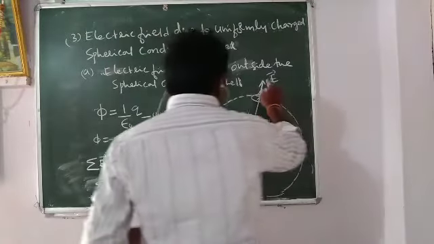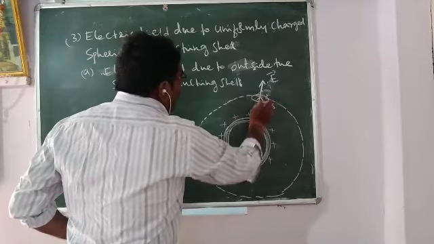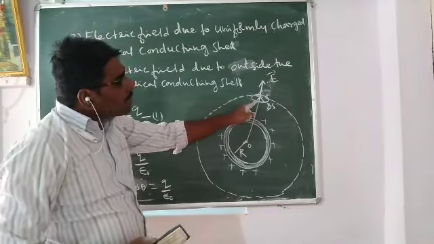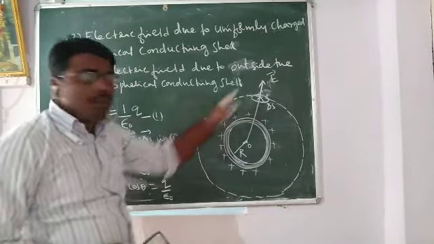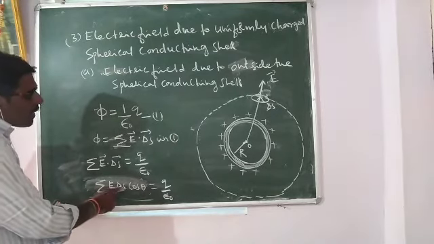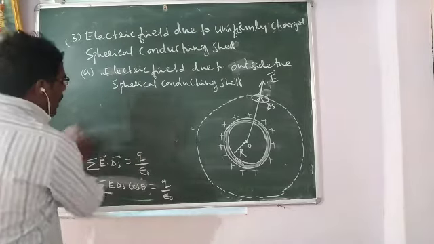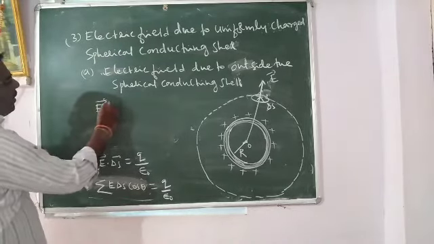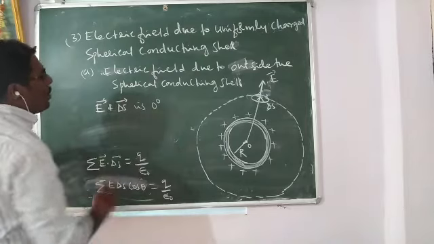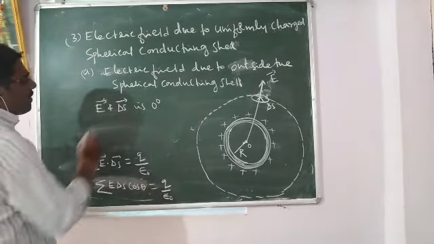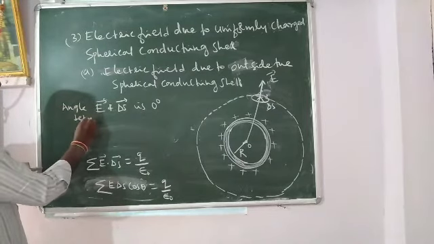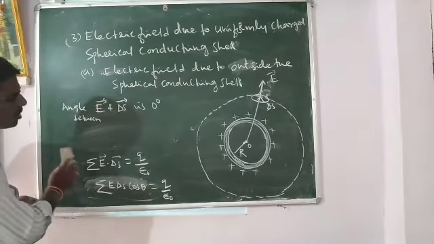The angle between delta S and E in this direction is 0 degrees. Delta S is the area element, and the area vector is always drawn perpendicular to the area element. The angle between the electric field vector and the area vector is 0 degrees. The angle between E and delta S is 0 degrees.